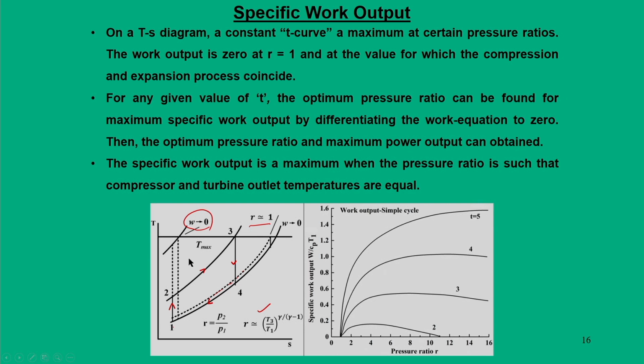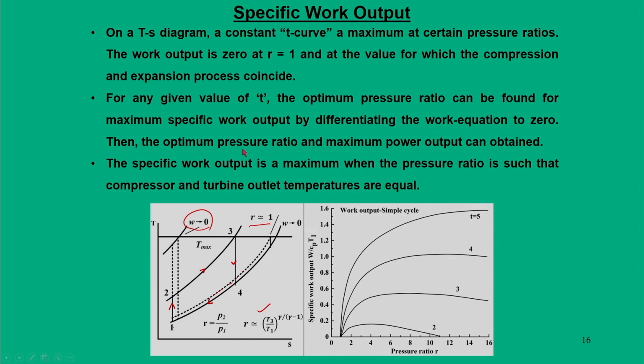So, between these two values, that is 1 and this, there should be an optimum pressure ratio. So, this is what the mathematical analysis or treatment tells us. So, for any given value of T, the optimum pressure ratio can be found out for maximum specific work output by differentiating the work equation with respect to R.